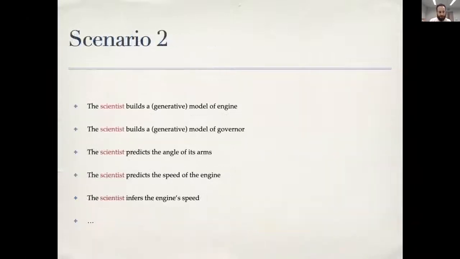So a better scenario for me is to try and define who's predicting what, who's inferring what, based on the job made by a scientist. So I, as a scientist, wrote down some equations such that I am predicting the velocity of this engine. I am predicting the angle of this governor. I am predicting such and such.